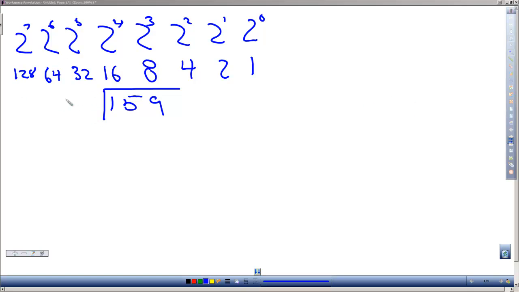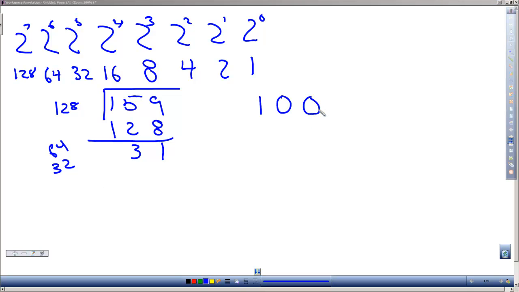And we look and say, okay, will 159 go into the largest value of these powers of 2? And it will. That's the 128. So it will go into the 128, and it goes one time. We bring down the 128, and we subtract, and we get 31. So we brought over our 1 here. Now we look and say, will it go into 64? And it won't, so we have a 0. Then we say, will it go into 32? And it won't go into 32, so we have another 0. But will it go into 16? Yes. It goes into 16, so we bring a 1 over, and we subtract the 16. That gives us 15 left.